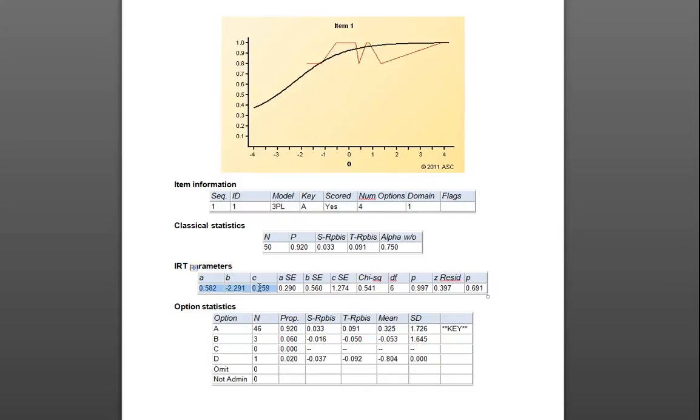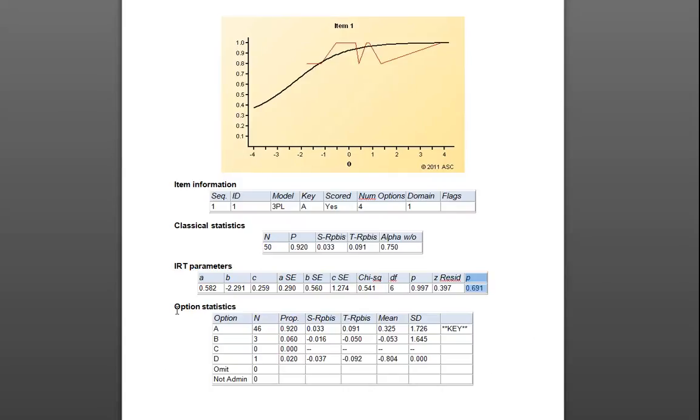You can see there's an A, B, and C parameter, and the standard errors for estimating A, B, and C. Chi-square for the item fit, degrees of freedom for the chi-square, and the p-value for using the chi-square test of item fit. Then we also convert the chi-square into the z residual, or standardized residual, and a p-value for the standardized residual of the fit.